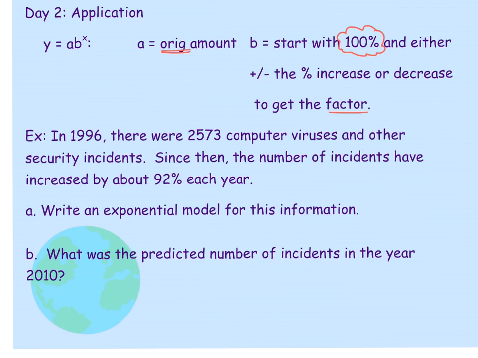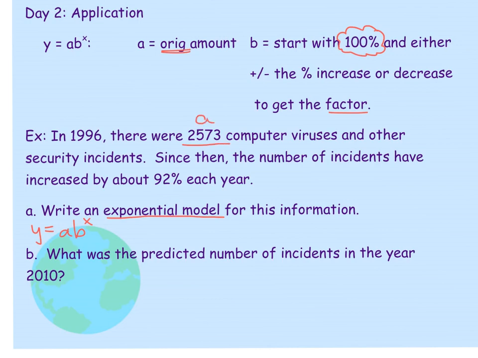For the first example, in 1996, there were 2,573 computer viruses and other security incidents. Since then, the number of incidents have increased by about 92% each year. Write an exponential model for this information. If we're going to follow the template y equals a times b to the x, a would represent the original amount of the computer viruses and security incidents. So that's going to be our 2573. I'll just identify that there.